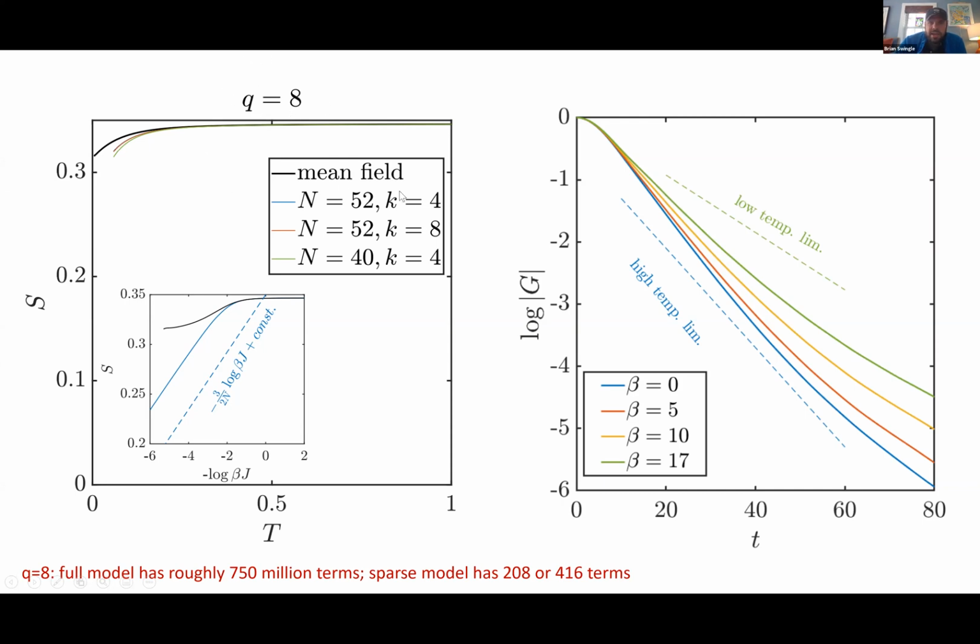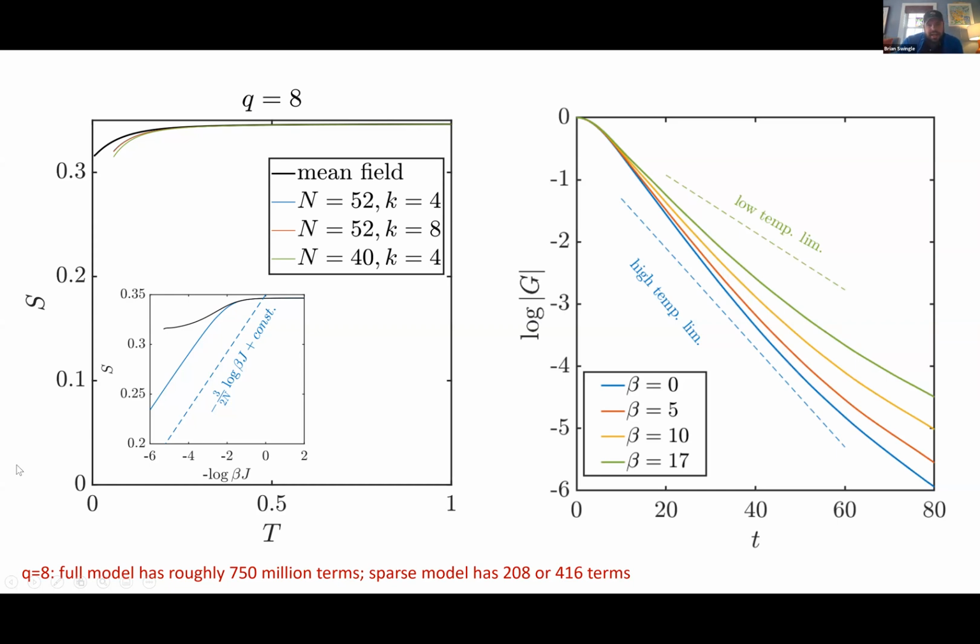I'm comparing k equals 4 and 8 at 52 and n equals 40 with k equals 4. The same thing is roughly true. You see there's definitely a finite size effect, but very little finite k effect. And now if we look in the low temperature regime, we see a remarkably good agreement between the prediction for the correction to the free energy, to the entropy in this case, with the 1/n correction that you would get from the large n theory. The slope is just perfectly the same, which is really nice.